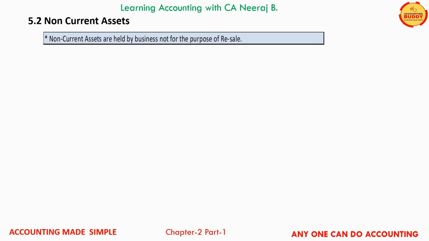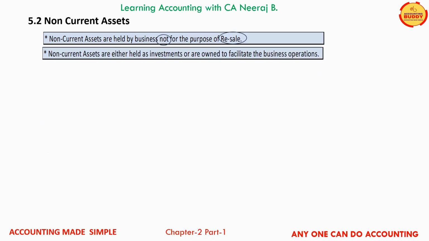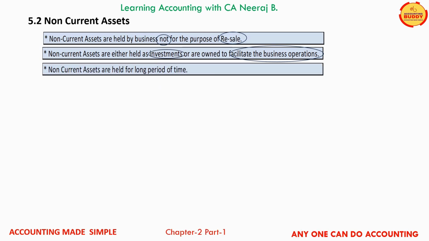Unlike current assets, non-current assets are not held for resale. The primary objective of holding non-current assets is to facilitate business operations, and occasionally they are also held as business investments. Non-current assets are held for a longer period, that is for more than 1 year, and they are held till the useful life of the non-current assets expires.